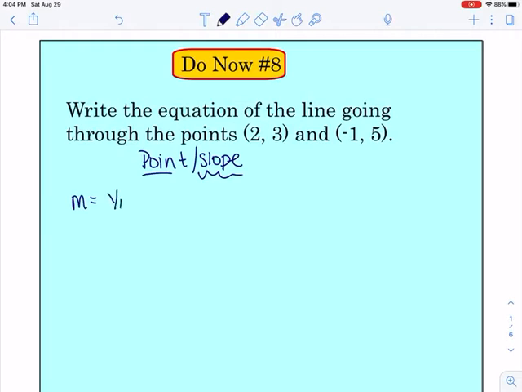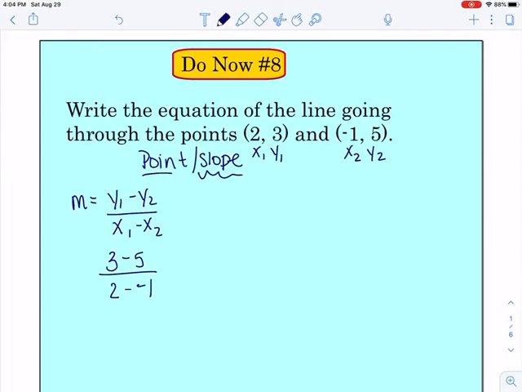Again, that's y1 minus y2 over x1 minus x2. And again, I'll label the first ordered pair x1, y1, and the second one x2, y2. So y1 is 3. You have a minus sign from the formula, and y2 is 5. So I'm going to have 3 minus 5 on the top. And on the bottom, x1 is 2. Again, a minus sign from the formula, and x2 is negative 1. So on the bottom, I'm going to have 2 minus negative 1.